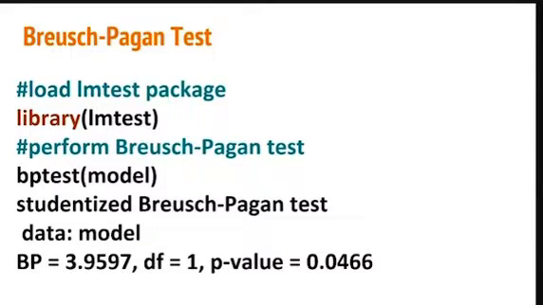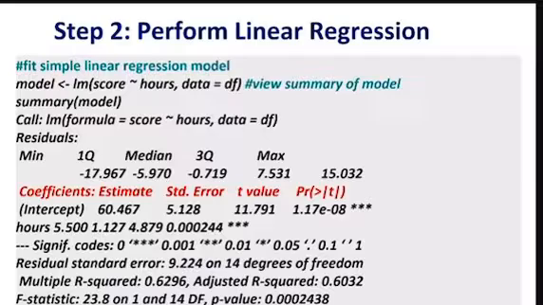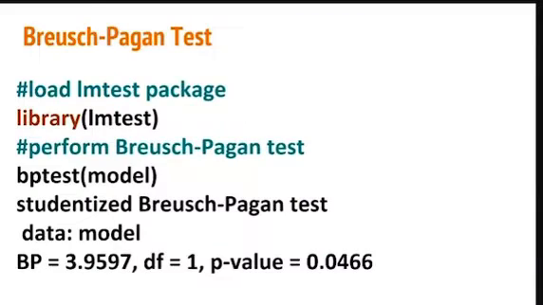To run the Breusch-Pagan test, you need to load the package lmtest. Then you write bptest(model). Where did I get model from? You see, model <- lm. Can you see that? In the Breusch-Pagan test, the null hypothesis is that there is constant variance. The alternative is that there is a violation.